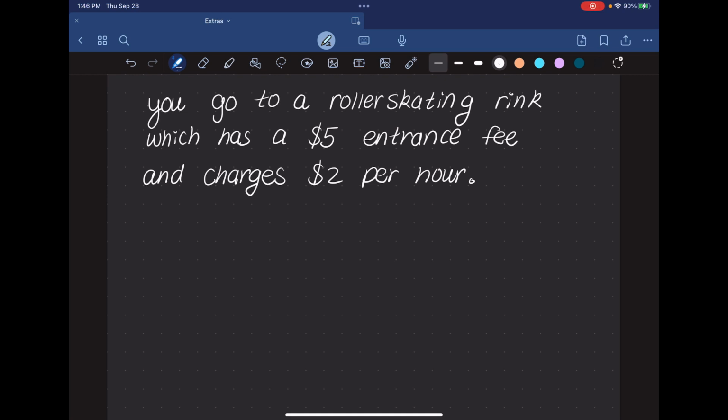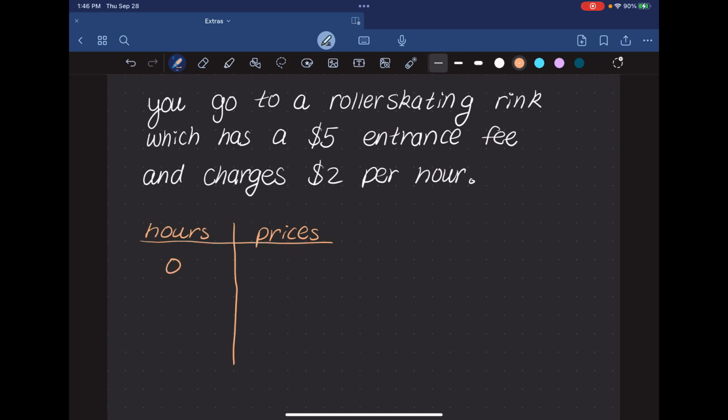So suppose you go to a roller skating rink and the entrance fee is $5 and it charges you $2 per hour. And suppose we wanted to organize this information some way and figure out, okay, after so many hours, how much is the price going to be? And so you may think, well, maybe I could make a table, right? I could talk about the hours that I spent, and I could list out my different prices, right?